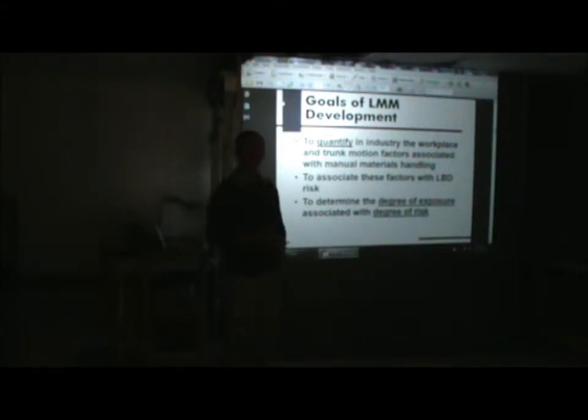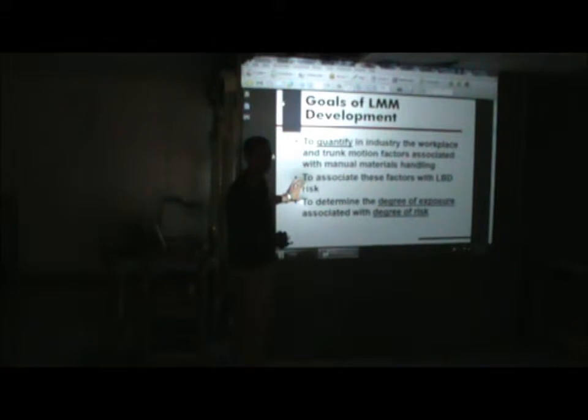This really helps us determine how much is too much, in terms of lifting and the risk associated with lifting. So it gives you a quantifiable output. The idea was to quantify the workplace and trunk motion factors that are associated with manual handling, and how that's associated with low back disorder risk, LBD risk.